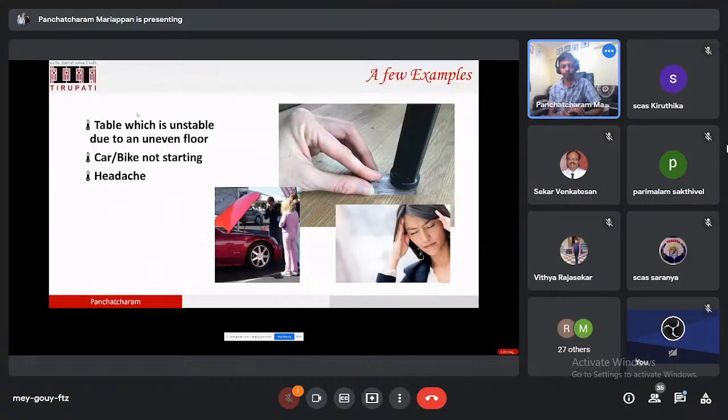So suppose you are going on a bike, and you are on a highway. Your car or bike suddenly stops and it's not starting. What will you do first?